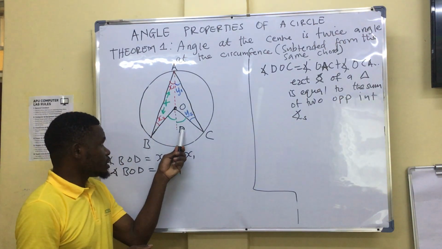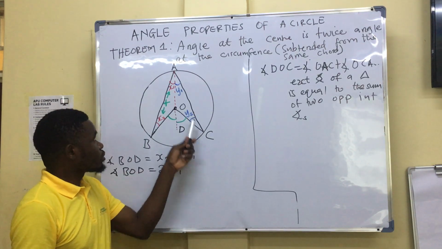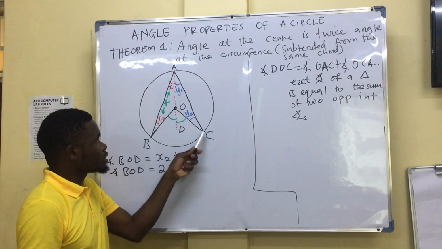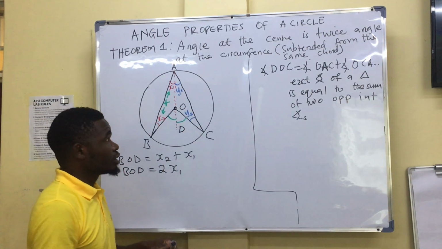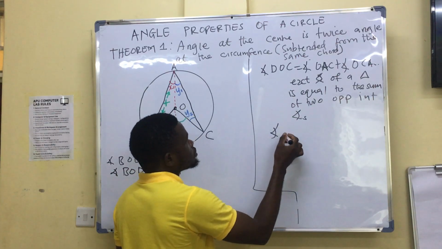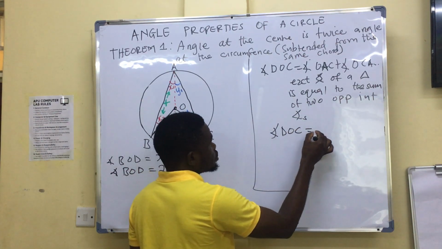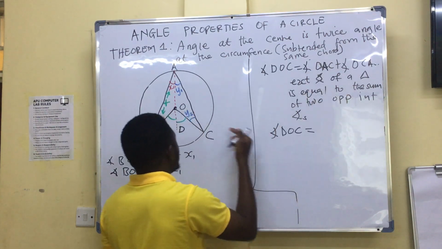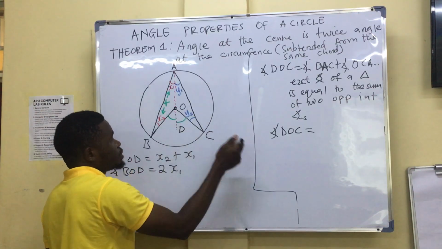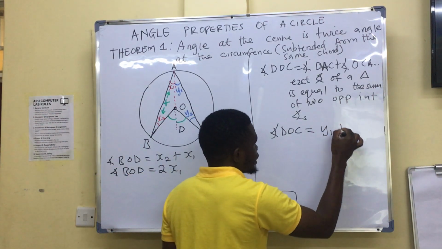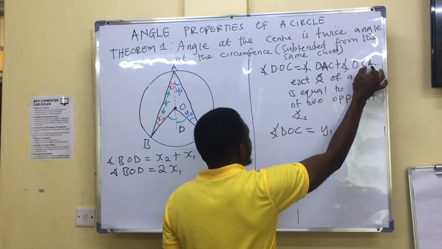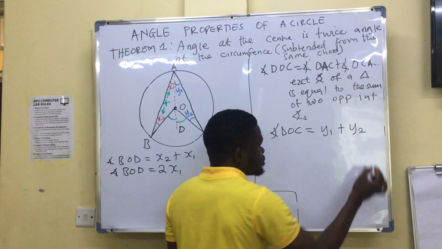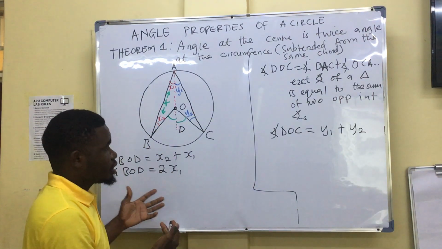Meaning that angle DOC is equal to angle AOC, this angle Y1, plus angle OCA, which is Y2, right? So angle DOC is equal to what? What's the value of angle OAC? OAC, which is Y1, right? Y1 plus, what about angle OCA? OCA, which is Y2. Y1 plus Y2. The same procedure, the same concept here, the same method.